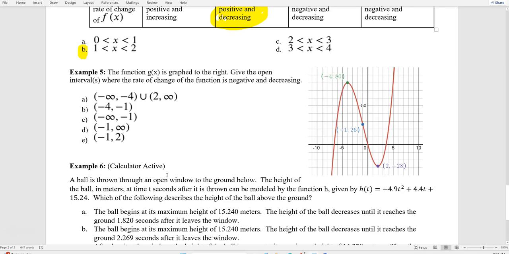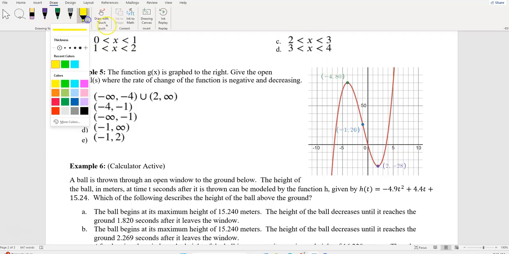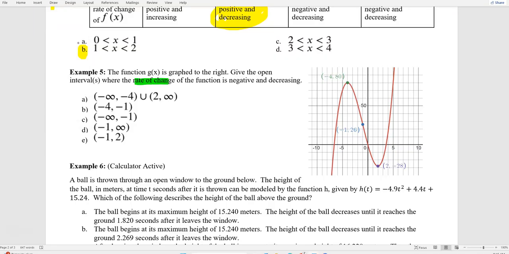Okay. If we look at 5, it says for 5, the function g of x is graphed to the right. Give the open intervals where the rate of change of the function is negative and decreasing. So notice here, they told us, I'm going to use a different color highlighter here. Rate of change is negative and decreasing.